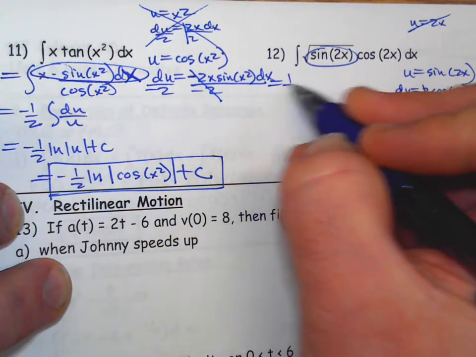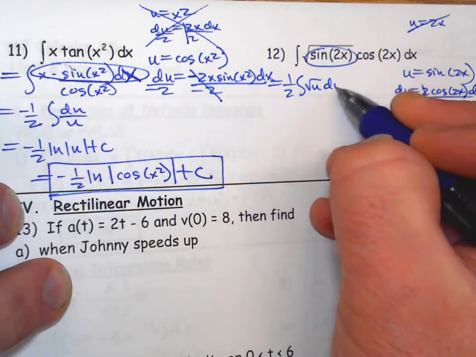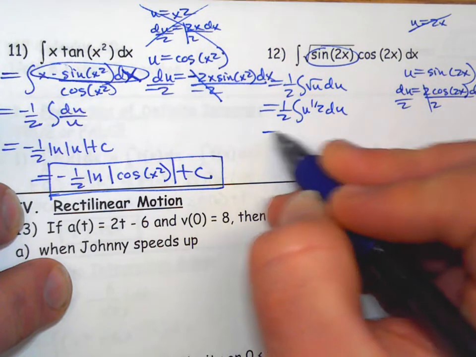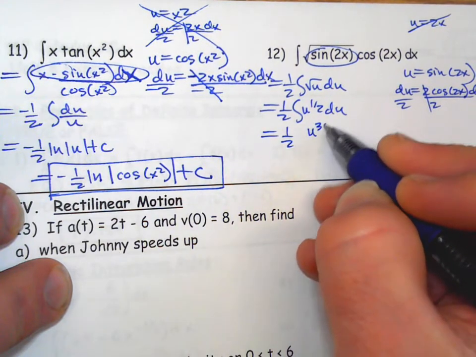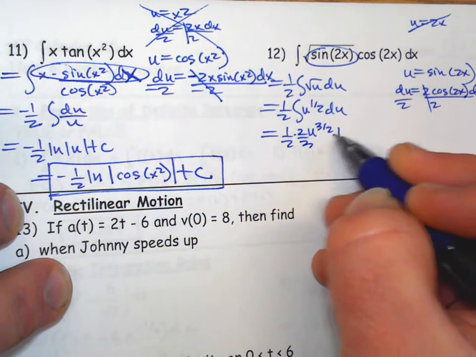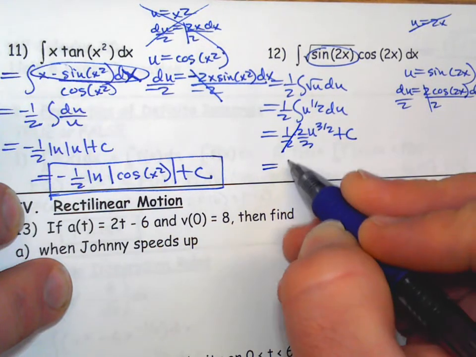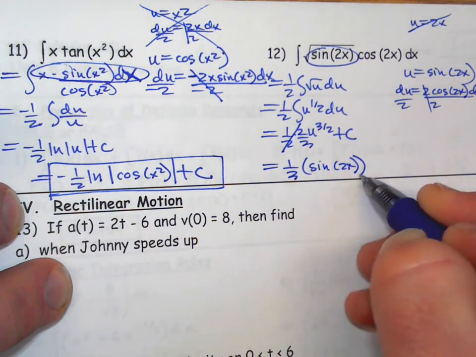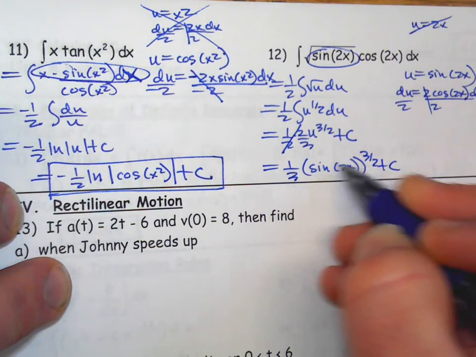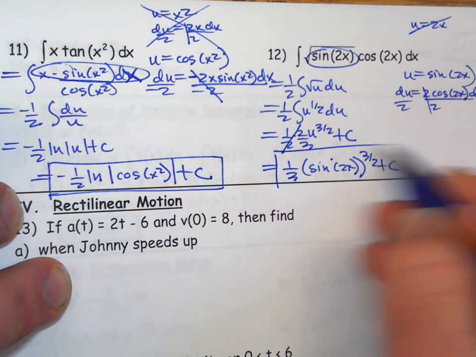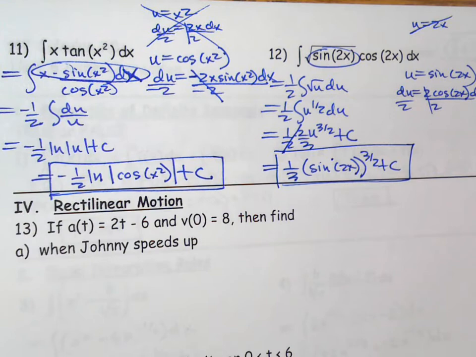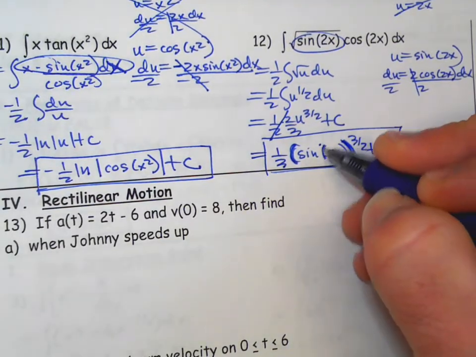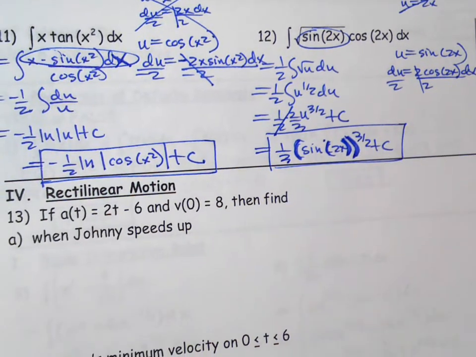So we're going to get 1/2 square root of u du. So that's 1/2 u to the 1/2 du. So that's 1/2 u to the 3/2 divided by the new exponent plus c. So then that's going to be 1/3 sine 2x to 3/2. You got to put parentheses around the whole sine, otherwise you put it right here, which is where we usually see it, but that 3/2 is just kind of ugly to me. So I feel more comfortable putting parentheses around the whole thing. And then usually put parentheses around what's inside trig if it's more than just a single letter.